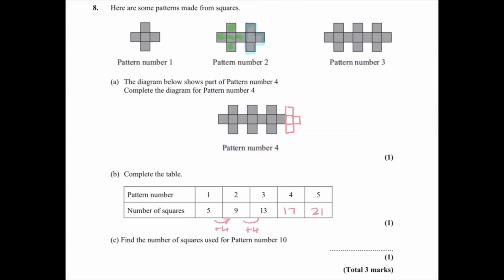I've then got to find the number of squares used for pattern number 10. I'm at pattern number 5 at the moment. So what I could do is just keep the table going. 5 was 21. I want to go 6, 7, 8, 9, 10. So that's how many I need to do. And I just keep adding my 4 each time. And that's probably the easiest way to do that question.